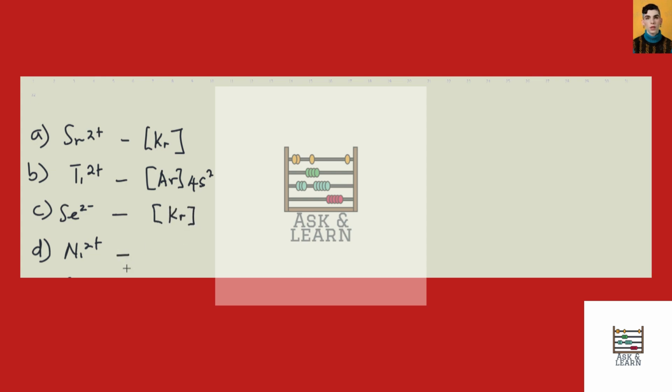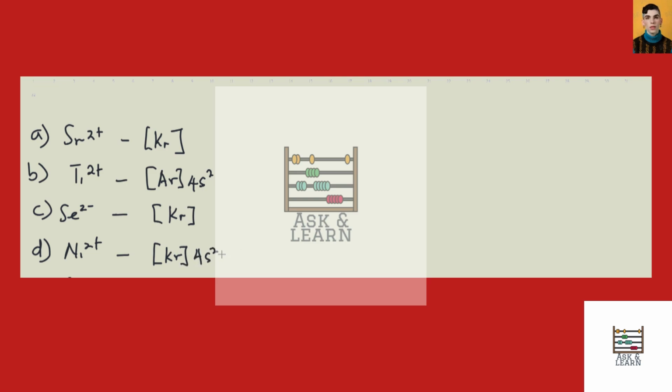So the next species is nickel 2+. And nickel is the 28th element on the periodic table. So if it's nickel 2+, that means it has lost 2 electrons. And losing 2 electrons, we get a number of electrons equal to 26. And that corresponds to iron. And iron has an electron configuration with a krypton core, and that's 4s2.